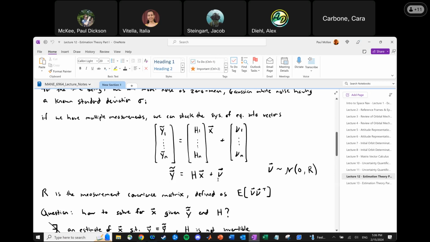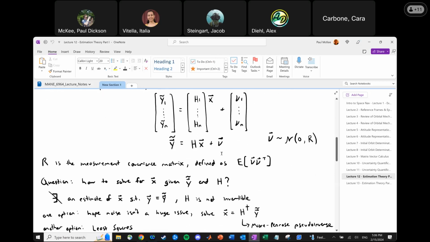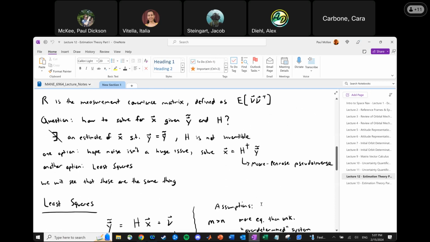Two possibilities that we can consider. One is to ignore the noise and just say x is equal to H inverse y. The problem is H is not invertible. However, you can take what's called the Moore-Penrose pseudo-inverse and say, okay, x is H pseudo-inverse y. That's one option. Another option is what we call least squares, which I think most people have seen before.